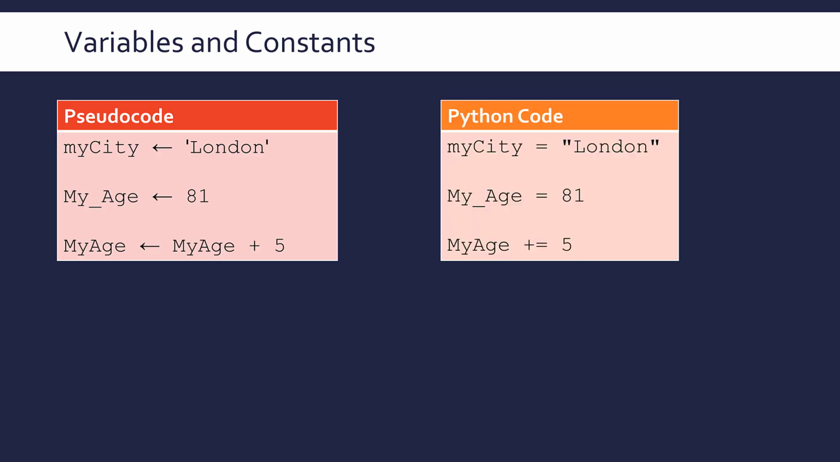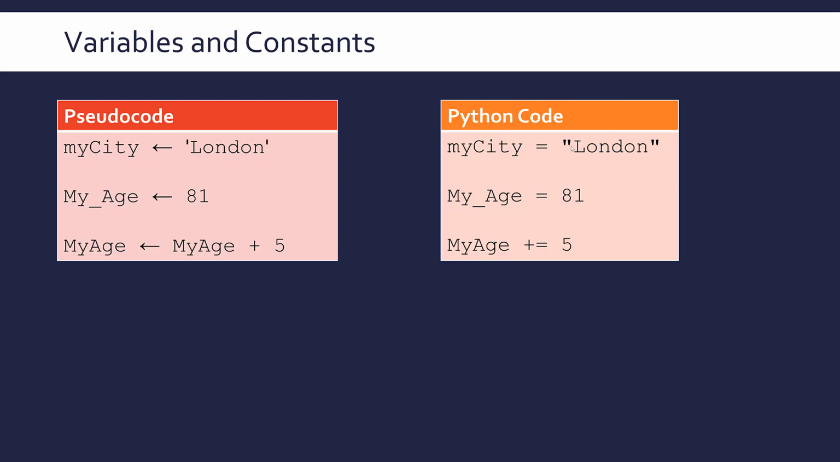So on the left here is how AQA will deal with variables. On the right is how Python deals with variables. The key difference is really visual here. You can see that AQA will use an arrow to show assignment of a value. Assigning a value is giving a variable a value. My city has been assigned the value London.